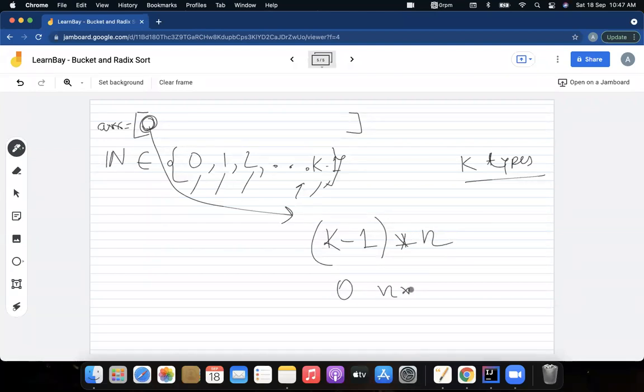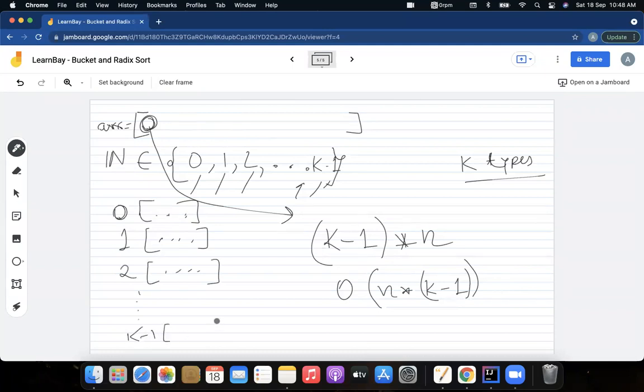So in order of n times k minus 1, you will be able to divide this whole array into piles. You will have a pile of 0. You will have a pile of 1. You will have a pile of 2. So on, you will have a pile of k minus 1. And at the end of this, you will just concatenate them and you will have a sorted array, right? And the time complexity, like we are seeing right now with the algorithm that we are using, is order of n times k minus 1.